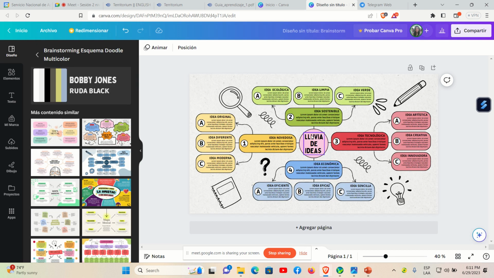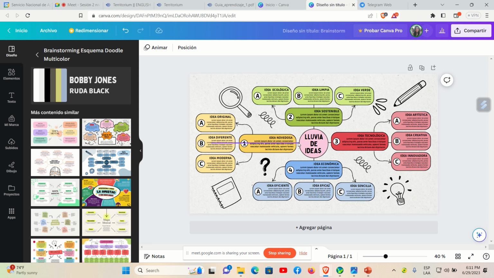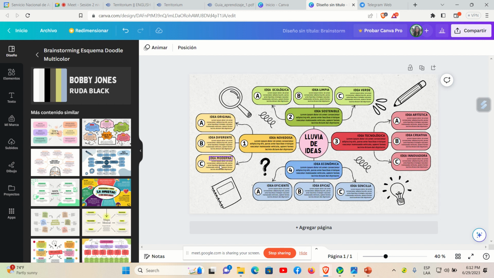Bueno, entonces, de aquí ya parten las siguientes ideas. Cada bracito es una idea, ¿cierto? Como ustedes pueden ver acá, aquí hay 4 ideas: la primera idea, la segunda idea, la tercera idea y la cuarta idea. De esas 4 ideas se despliegan unas subideas, por decirlo de alguna manera. Lo que quiero que les quede claro es que debe haber una idea principal, ¿cierto? Debe haber una temática.